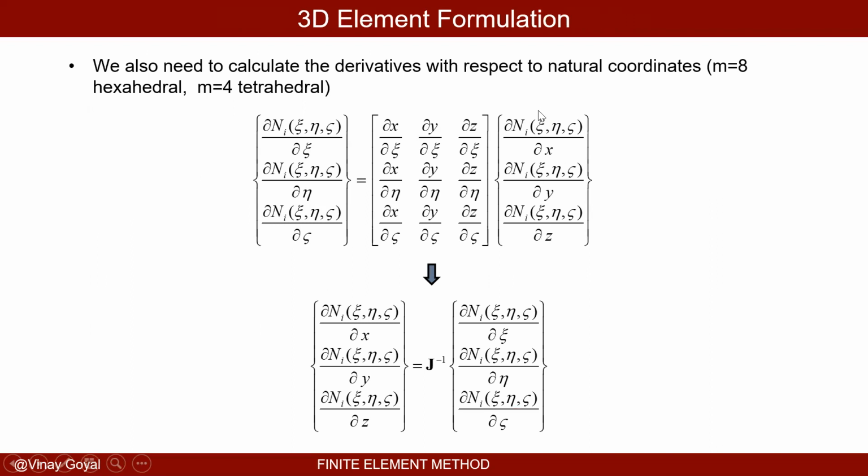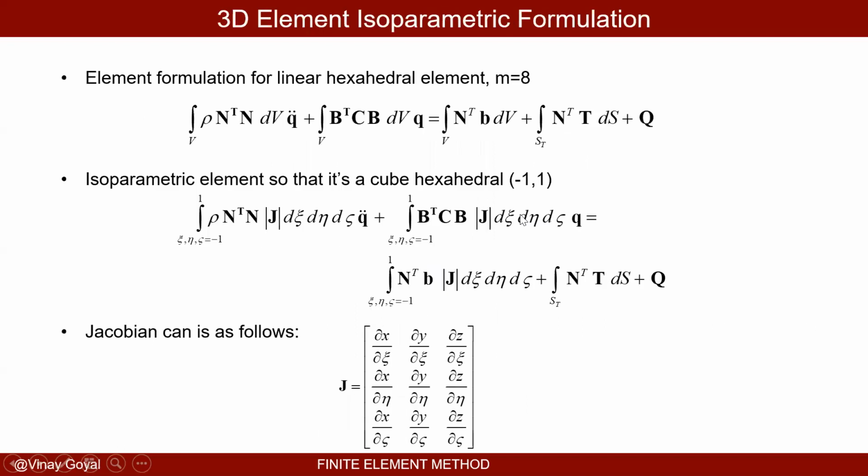And for a hexahedral element, there are 8 shape functions. For a tetrahedron, you have 4 shape functions. And I'll show you what they look like. What I really want to find is these derivatives. Why? Because I need them.